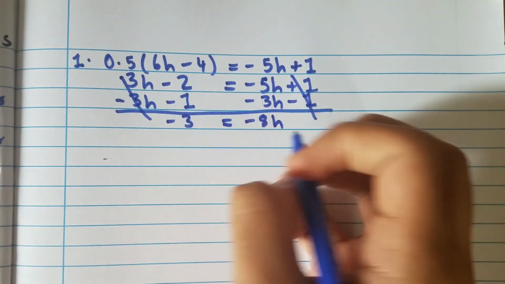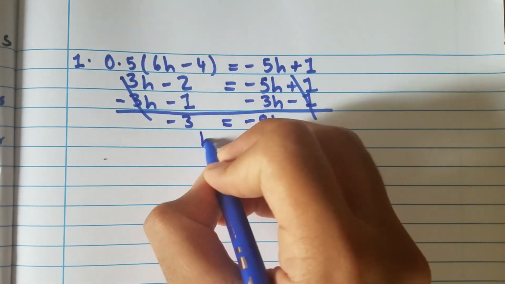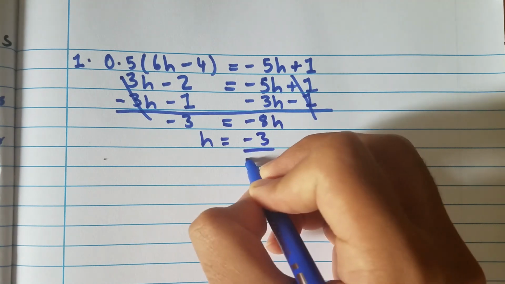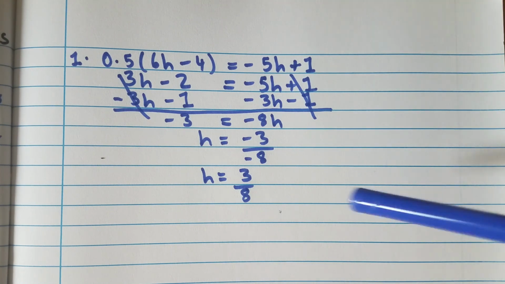And then we can simplify this by dividing by negative 8 on each side. And if we do that, we get h equals negative 3 over negative 8. So we have used the distributive property in this equation, and we have also used the properties of equality to solve this equation, which gives that h equals 3 over 8.